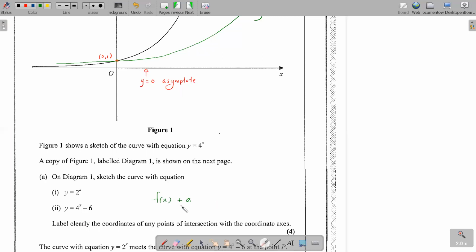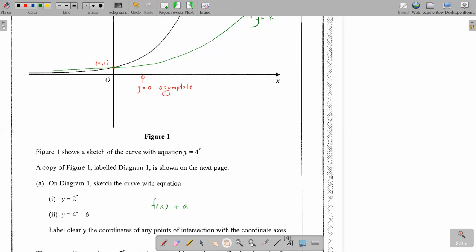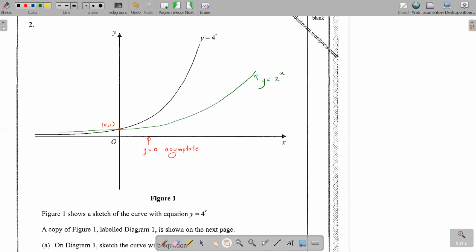So your translation is outside of the bracket, which means it affects the y coordinate. So you must do exactly the same thing, which means you will subtract 6 from all your y coordinates, including your y asymptote. All of them must move 6 units down. So this needs to happen to the 4 to the power x graph.